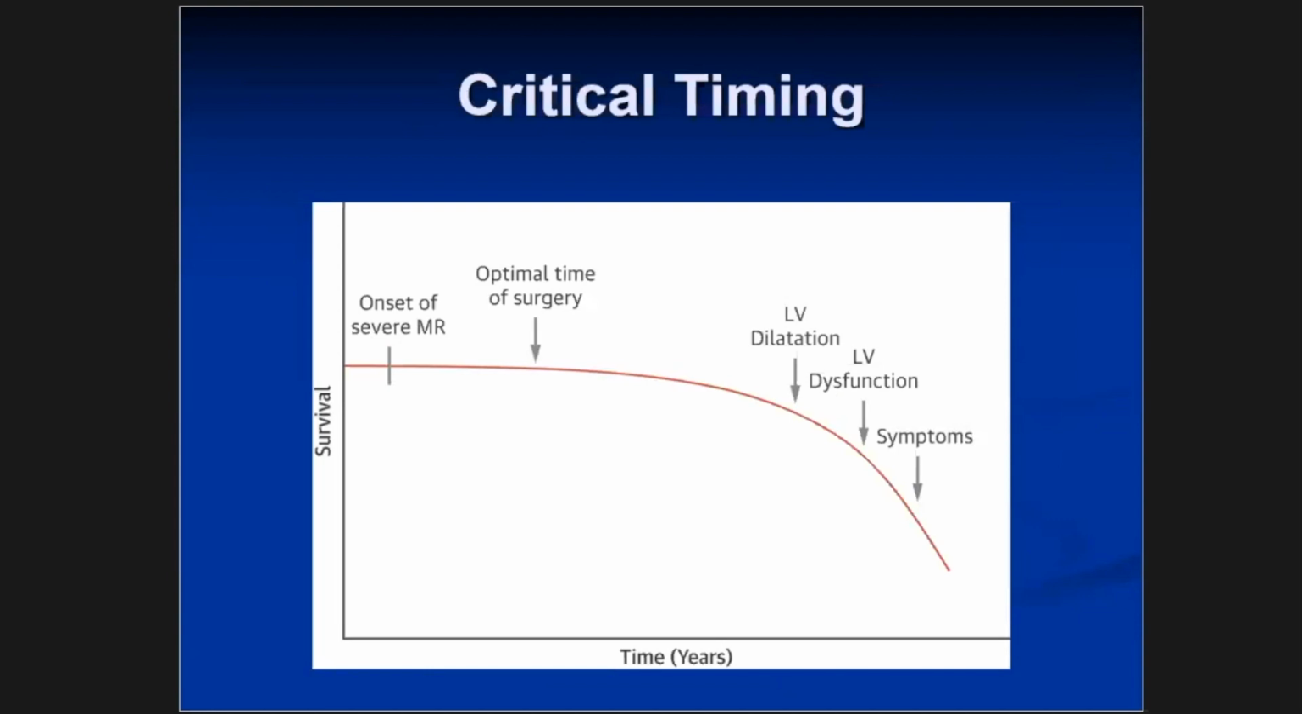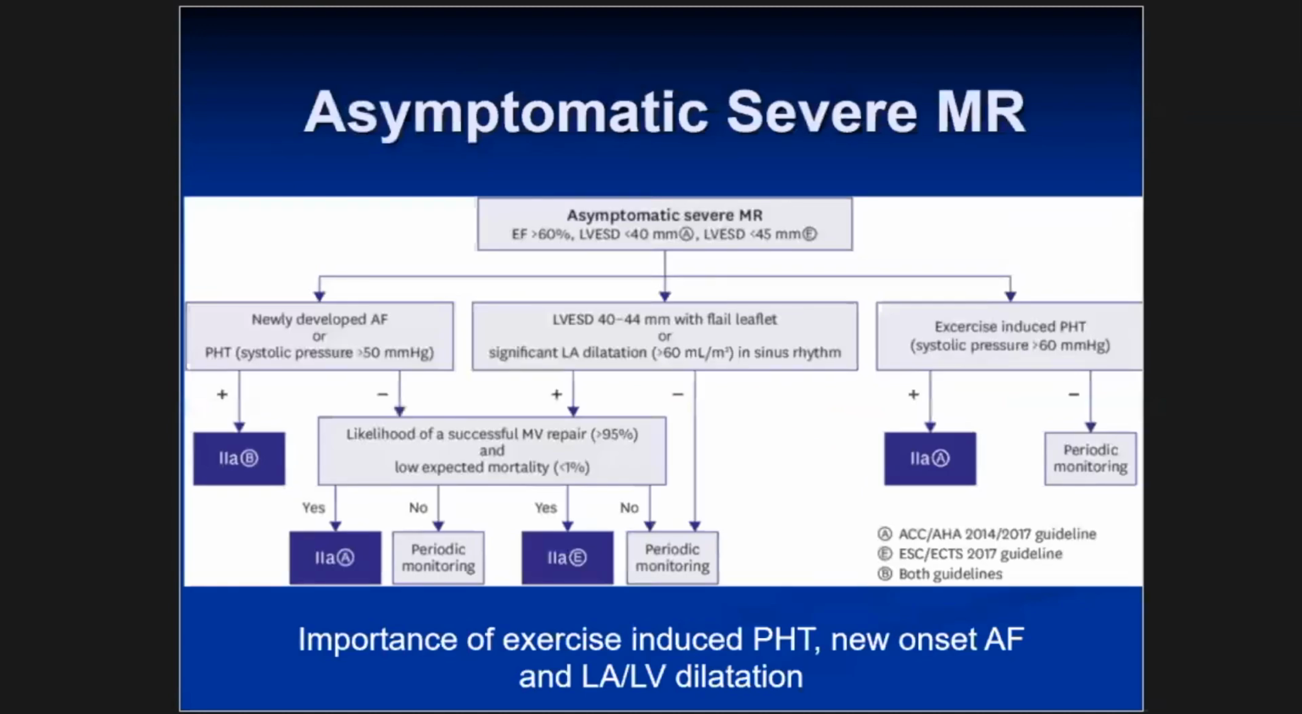We don't wait for symptoms or LV dilatation or dysfunction, but the idea is to treat the patient at some time after the onset of symptoms or even before the onset of symptoms to avoid the long-term complications of progressive dilatation and heart weakness that ensue, because this is a progressive condition. So if we look at the newer guidelines for even asymptomatic severe mitral regurgitation, and the European and American guidelines differ somewhat, we understand now that there's more importance given to exercise-induced pulmonary hypertension, to new onset atrial fibrillation, and to left atrial and ventricular dilatation.